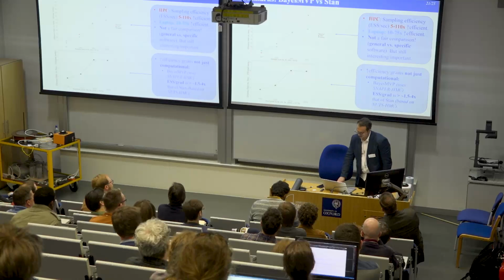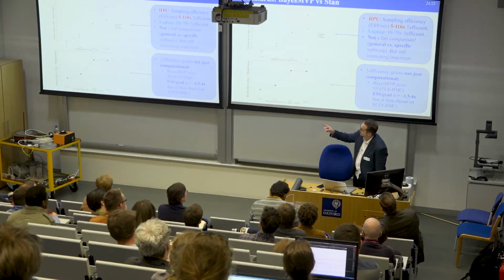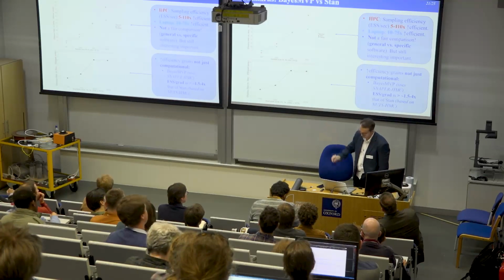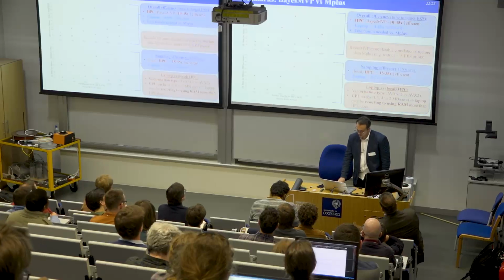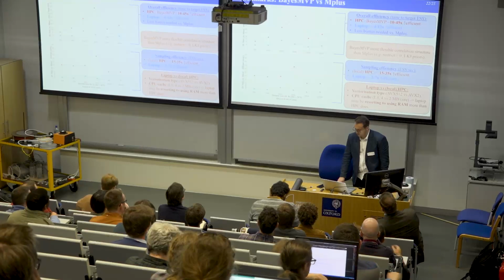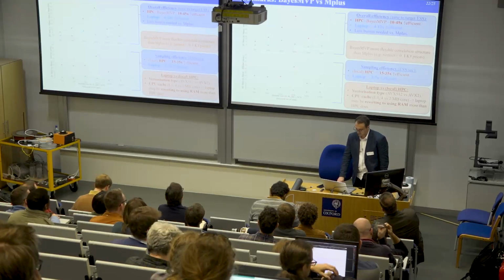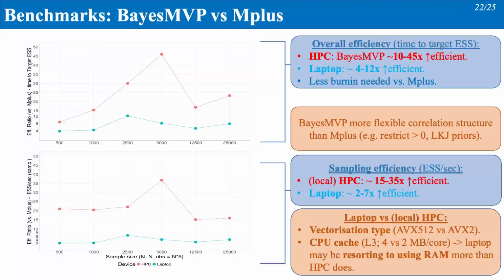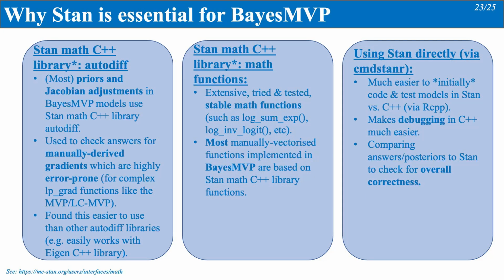But you can see those gains are not just computational. The ESS per grad is higher because of the algorithmic stuff. Compared to M+, which is a more relevant competitor, it's still much more efficient, like 10 to 50 times more, and then for the laptop, 4 to 12 times more. And it's also more flexible. Stan was essential for developing Bayes MVP, because I use it to do the priors and Jacobian adjustments. And there's no point coding those manually, because you don't really get a gain from it, as well as many other reasons why it was important.